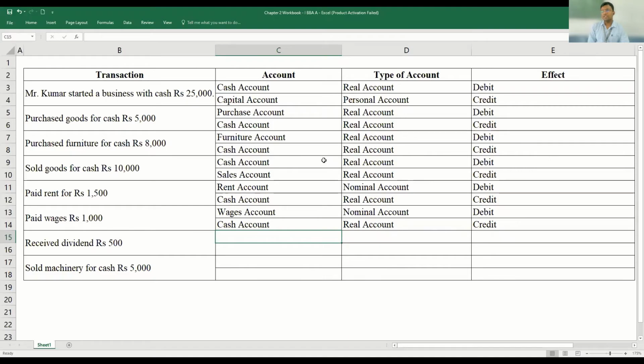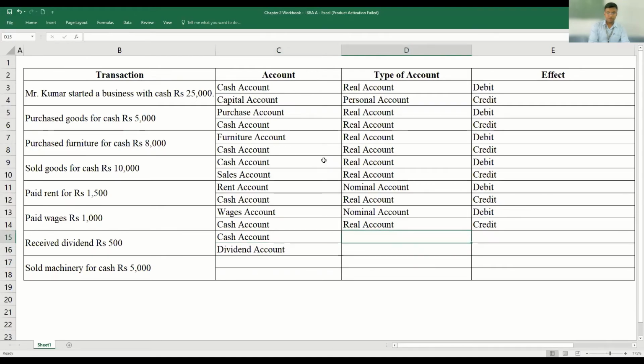What is dividend? Especially when you invest in shares or stocks, you will be receiving dividend. So dividend is actually a kind of income for you. When you receive dividend, what is actually happening? You're getting paid cash. So which are the two accounts over here? The first account would be cash account. The second would be dividend account.